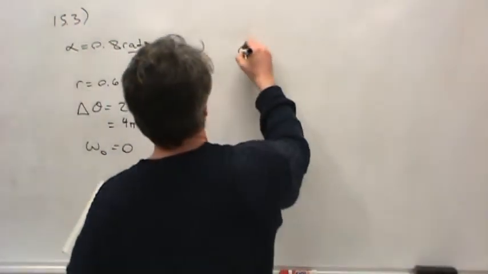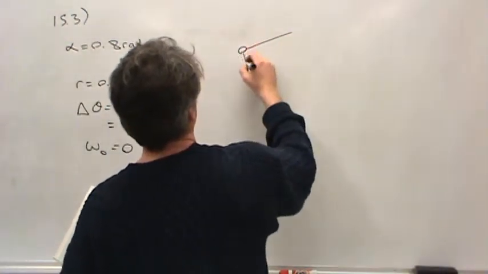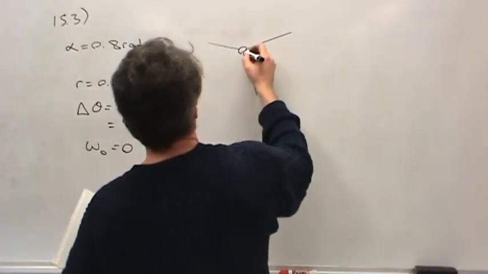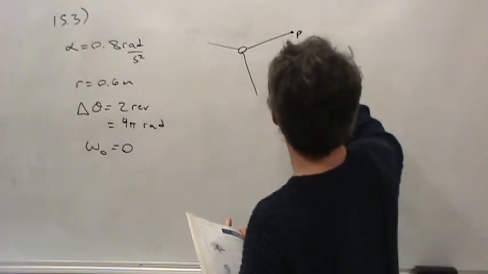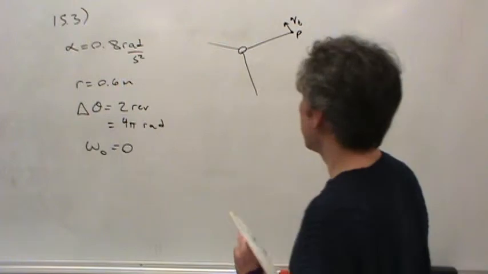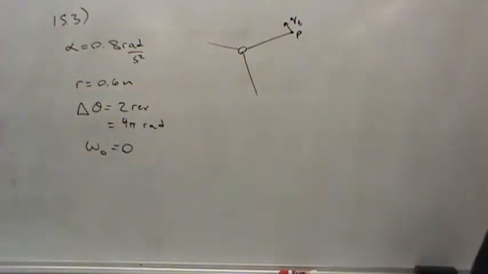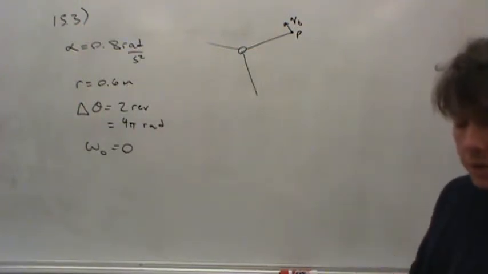Now let me draw point P. I won't draw all, well, I guess I'll go ahead and draw the other blades. And basically this is the pivot point on ground, but I'll just leave the ground pivot off. So here's P. P is moving after the 2 revolutions with some tangential velocity. Now we're supposed to determine the magnitude, let's see. Yeah, the magnitude of the acceleration.